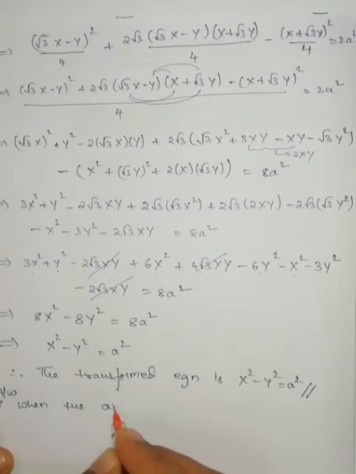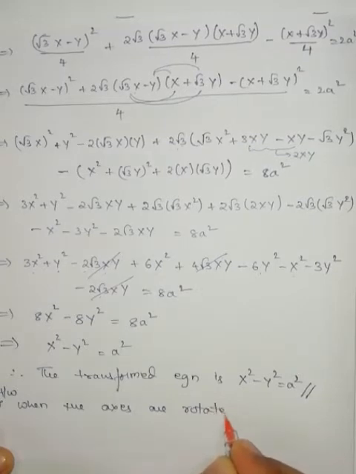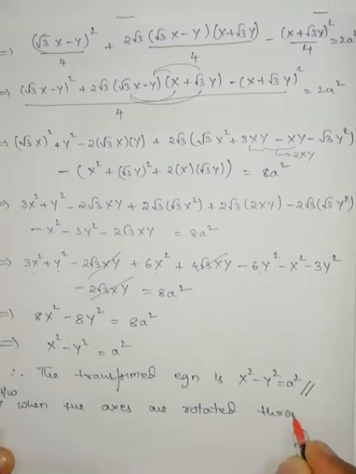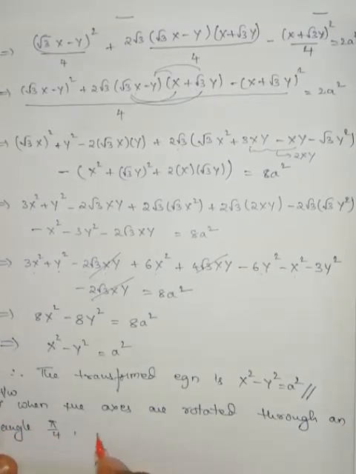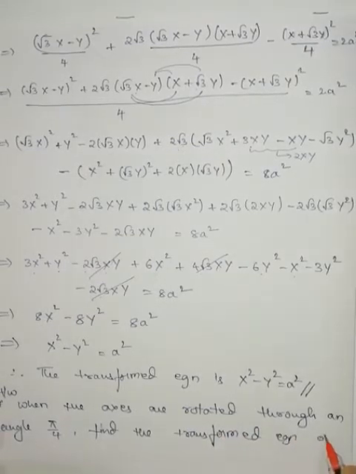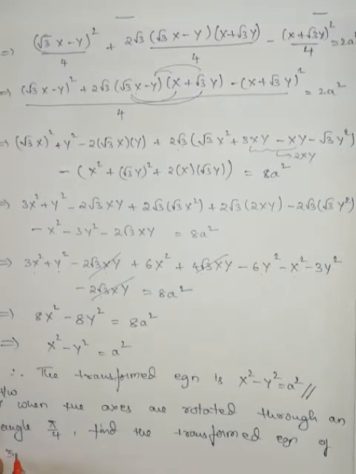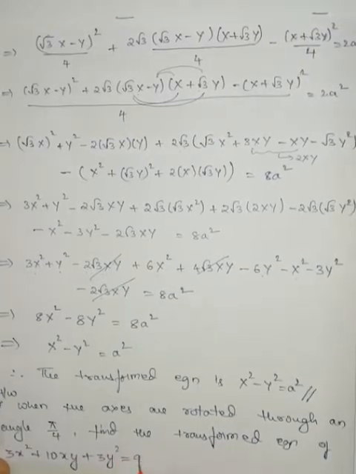When the axes are rotated through an angle pi by 4, find the transformed equation of 3x square plus 10xy plus 3y square is equal to 9.